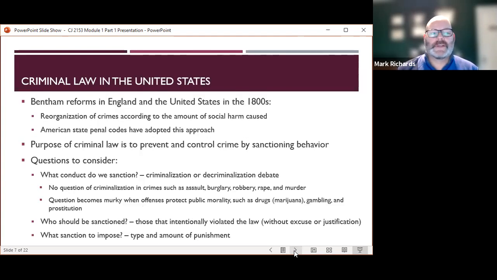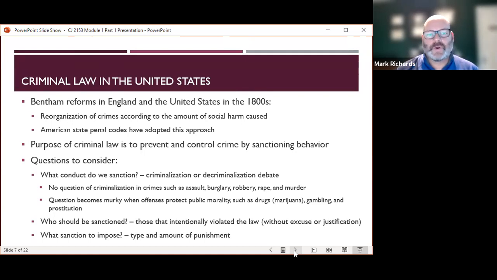In the early 1800s, the American criminal law system underwent a series of reforms as a proponent of Jeremy Bentham's reforms. This reorganization included organizing crimes according to the amount of social harm caused. To this day, American state penal codes have been adopted, and continue to be adopted, within the Bentham approach. It's important to note that the purpose of criminal law is to prevent and control crime by sanctioning behavior.